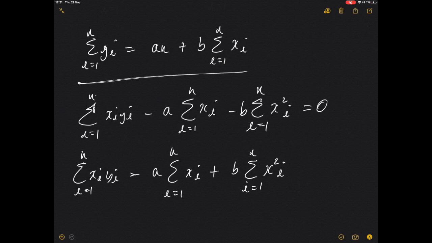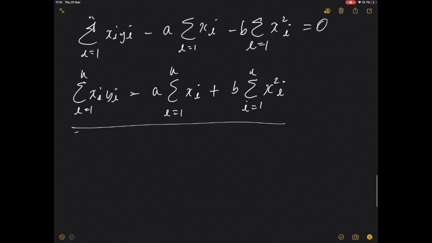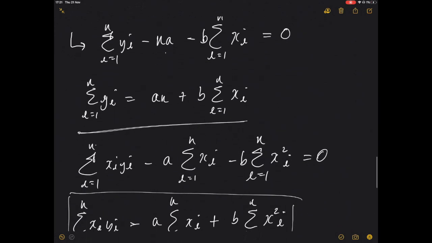Okay, so we now have these two equations, and this looks kind of complicated, but we're now going to go and simplify it. So we have this equation here and this equation here, and these are both in terms of y.